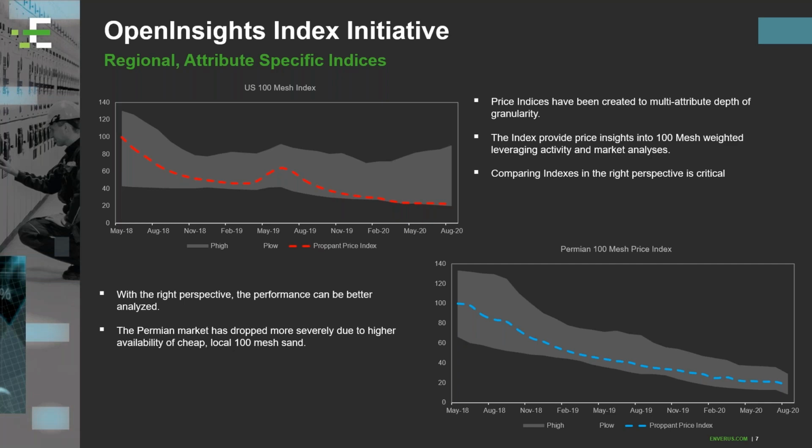If we look at, for example, chemicals, crosslinkers are based on guar, which is sourced from farmlands in India, which is very different from how you would manufacture polyacrylamide for friction reducers. So looking at the granular perspective really makes a difference.